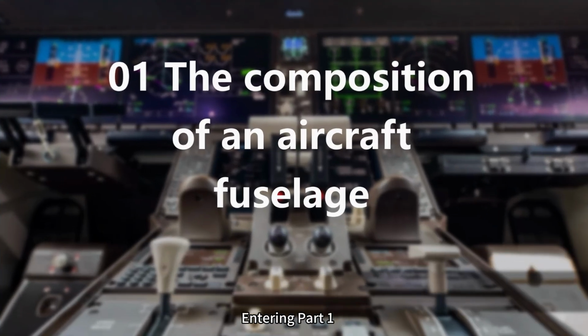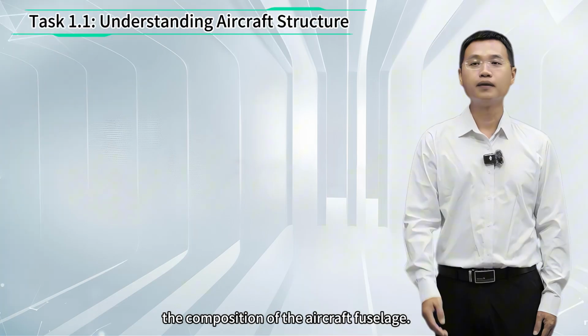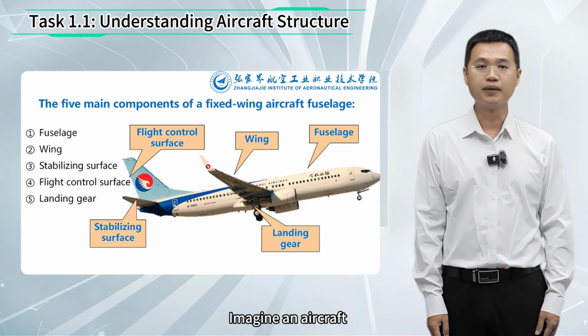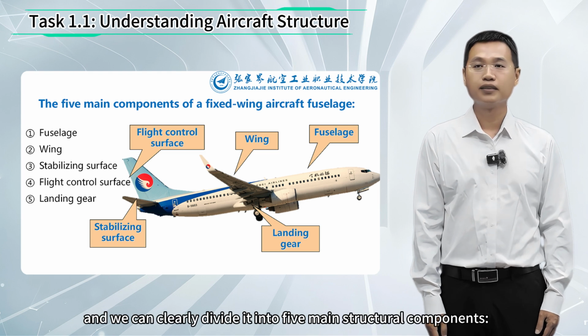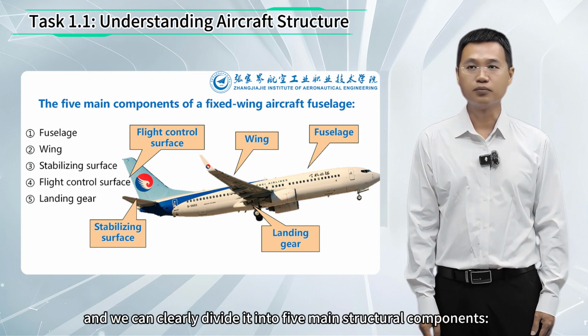Entering part 1, getting to know the body of the aircraft. Well, let's first break down the body of the aircraft, the composition of the aircraft fuselage. 5 core components. Imagine an aircraft and we can clearly divide it into 5 main structural components.